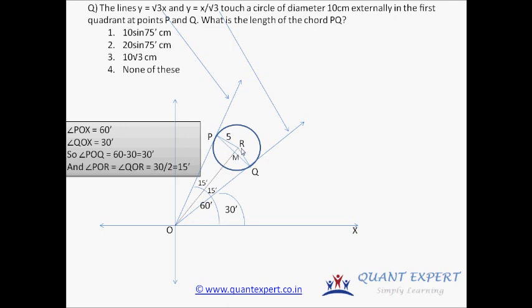PR is the radius. So 5 is the radius, because 10 centimeters is the diameter. And M is the midpoint of the chord PQ. Now our objective is to find the length of PQ, and if we can figure out the length of PM, PQ should be just twice of PM. So how do we figure out PM?